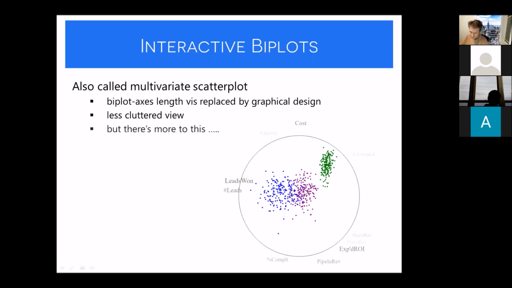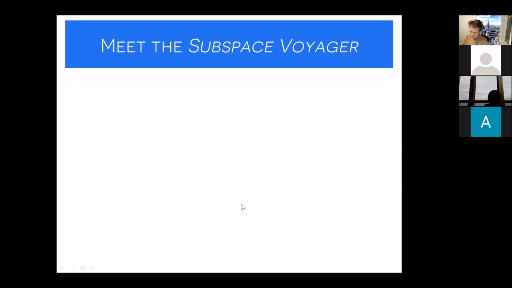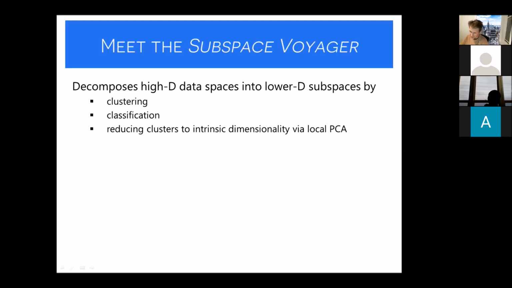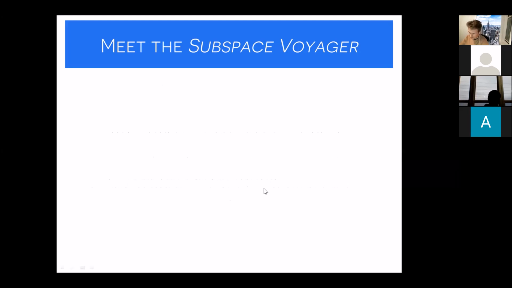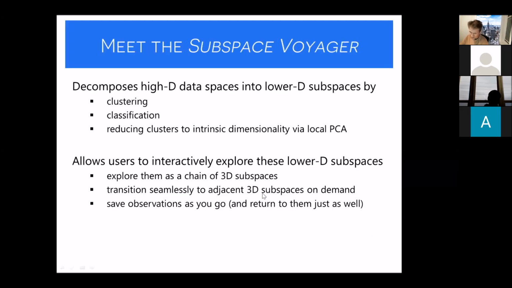But it's a clustered view by putting it around, right? It's like a design kind of thing. But there's more to this, right? So what we did basically, we did the Subspace Voyager, which takes these high dimensional spaces and puts them in low dimensional subspaces. Okay. So now I want to introduce to you this concept of subspace.